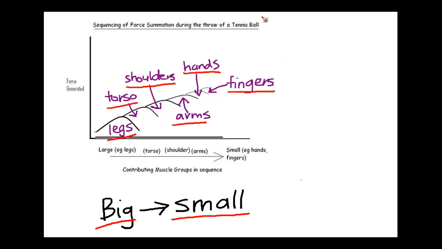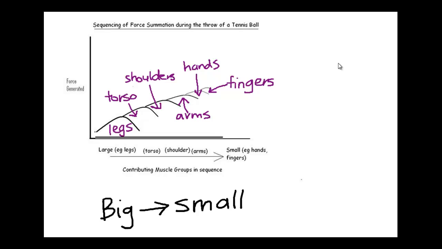Now, this is in the example of a tennis ball throw. So in that, the things that are important are, firstly, your legs, torso, shoulders, arms, hands, and then lastly your fingers. And that is the ideal order when thinking about the big muscle groups through to the small muscle groups when throwing a tennis ball and trying to create the greatest force summation. So that second point there was order.